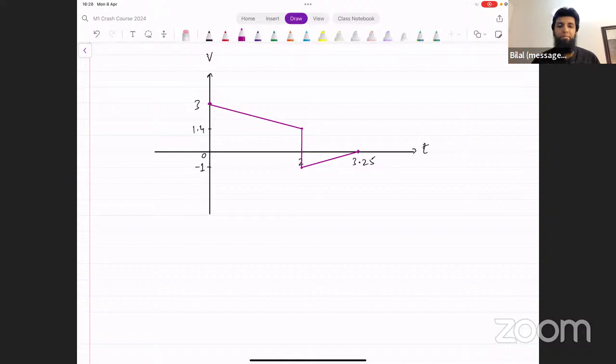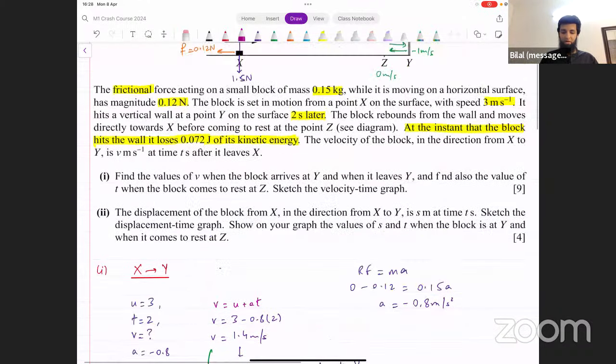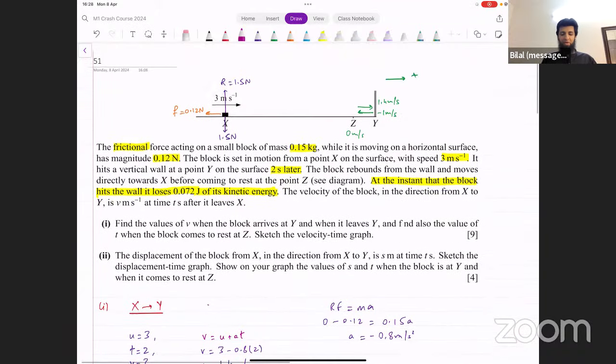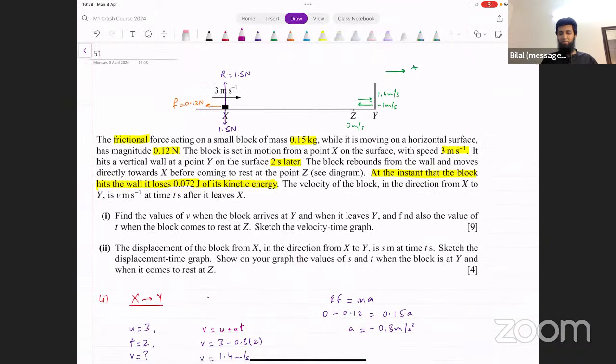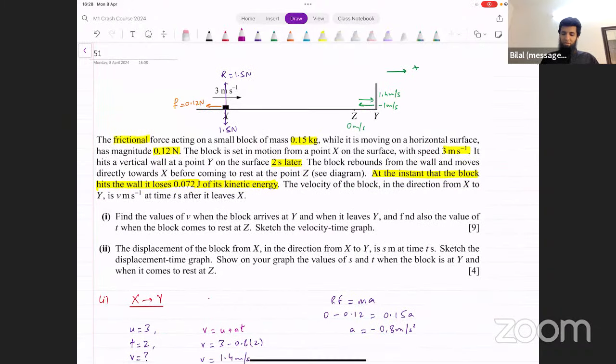Okay. So that's the velocity time graph. That's the first part. That was a 9-mark question, so it required quite some thinking. Now it says the displacement of the block from x in the direction from x to y is s meters. Sketch the displacement time graph. Show on your graph the values of s and t when the block is at y and when it comes to rest at z.